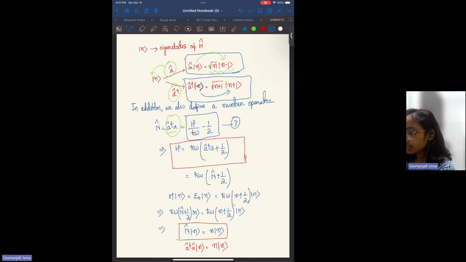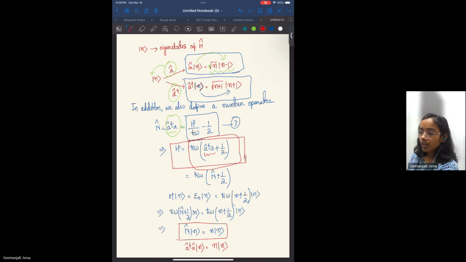If you rearrange the whole equation, what you see is the Hamiltonian is now written in terms of the ladder operators as this expression, which is h cut omega (A dagger A plus half). Now A dagger A is nothing but the number operator. So the Hamiltonian is h cut omega (N plus half).